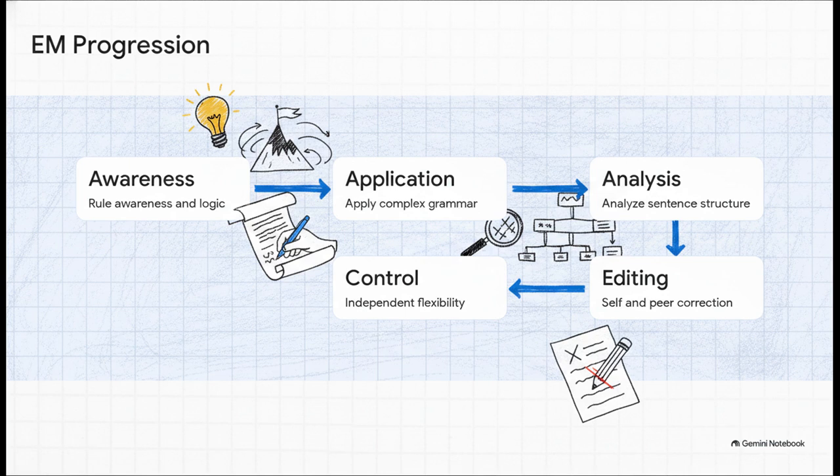Now let's compare that right next to the EM student's progression. Notice what's missing here. We bypass basic recognition entirely. We start right at rule awareness and almost immediately jump into application. From there, we push them into deep analysis of the grammar, followed by rigorous editing of their own and others' work. Their summit isn't just independent use, it's independent grammatical control. It's the ability to manipulate the language with real stylistic intent.